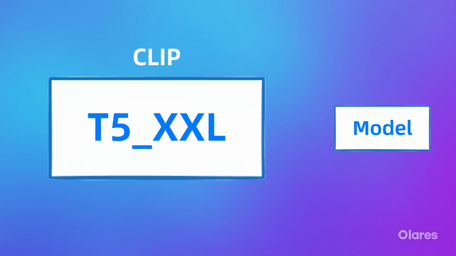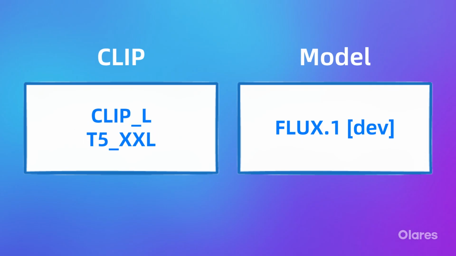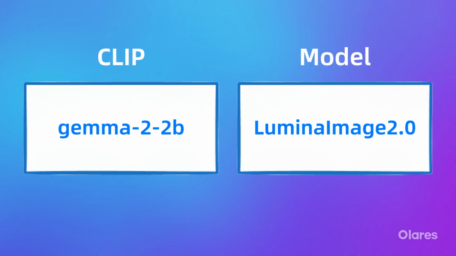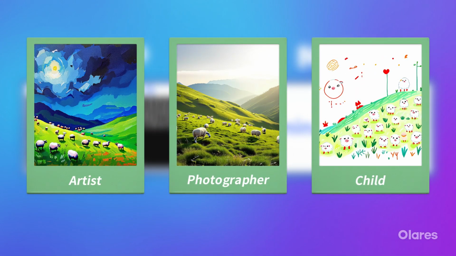For example, the Flux.1 dev model needs both CLIP-L and T5XXL together. Some models, like Lumina Image 2.0, directly use Gemma-2B, which is a large language model, as the text encoder. This enables not only native understanding of Chinese, but also the ability to accept system instructions, drawing from the perspective of an artist, photographer, or child.